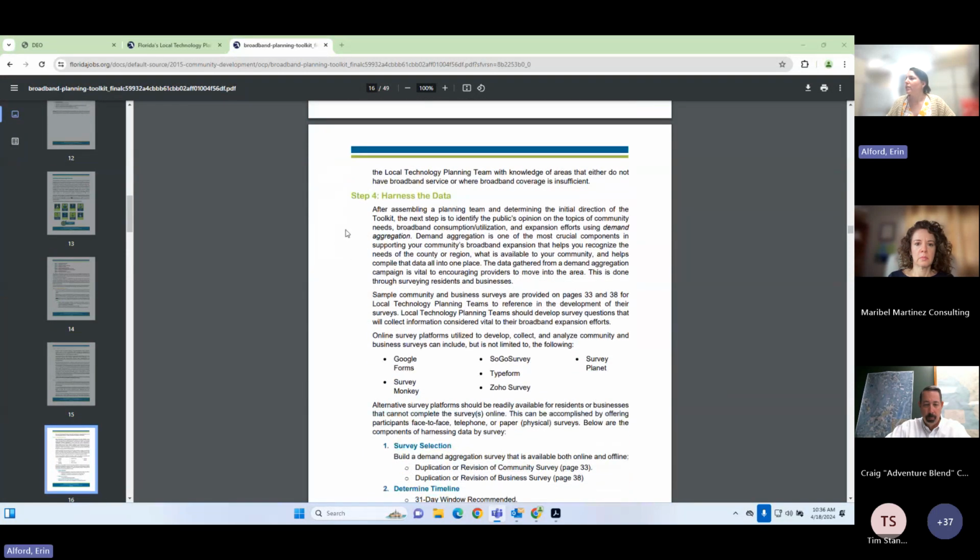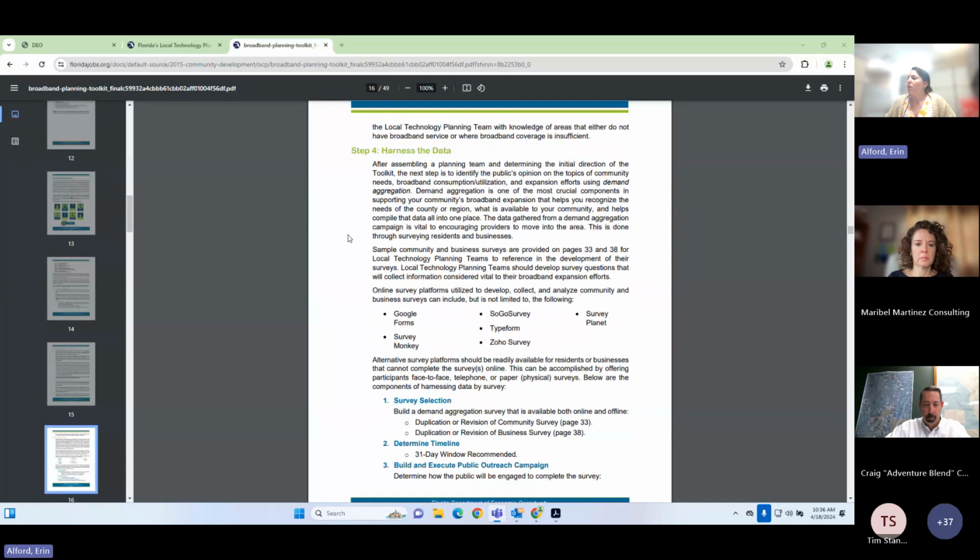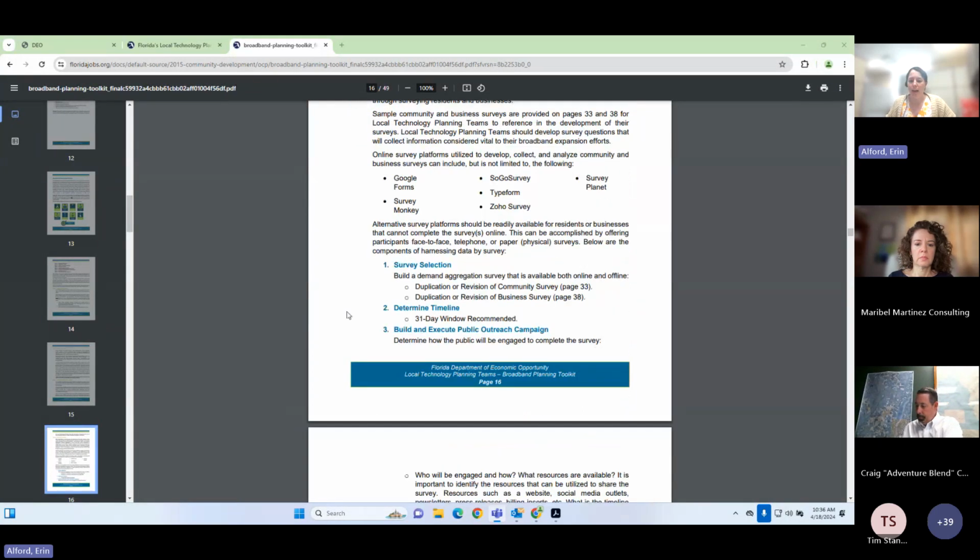And then harnessing the data is also very important. This will also play into getting the community involved as well. That will mean you will be able to send out Google Forms, SurveyMonkey, Survey Planet, or Zoho Survey. This is a good way to reach out to those who might not have broadband access, who might not even know a lot about broadband, and you'll get a good way to determine what the public really needs in this situation.